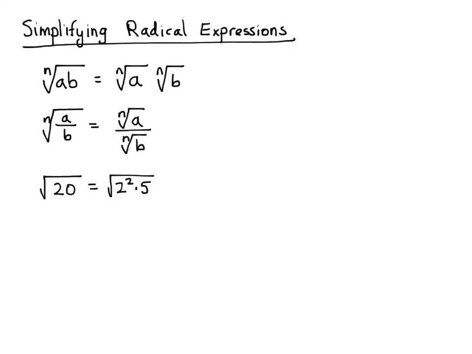If we have a number like 20 and we want to simplify it, we want to make sure that all the square factors can be taken out of the square root. So if we factor 20, 20 of course is 4 times 5, or 2 times 2 times 5. We see the 2 squared. We can break that up into the square root of 2 squared times the square root of 5. And so that simplifies to 2 times the square root of 5.